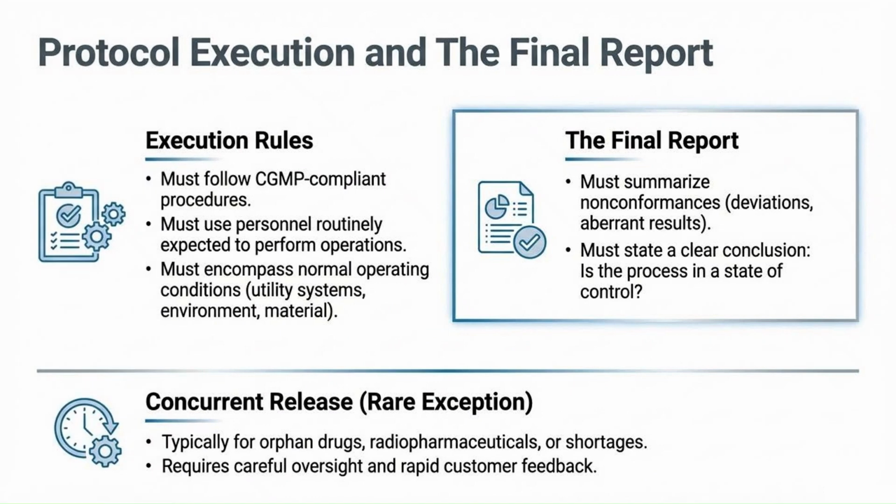Execution is critical. Follow CGMP-compliant procedures and use personnel routinely expected to perform the operations. The final report must be transparent. It summarizes every non-conformance or deviation and must state a clear conclusion. Is the process in a state of control? Without a yes, you do not commence commercial distribution.